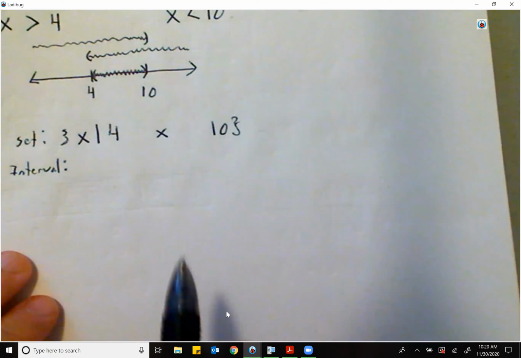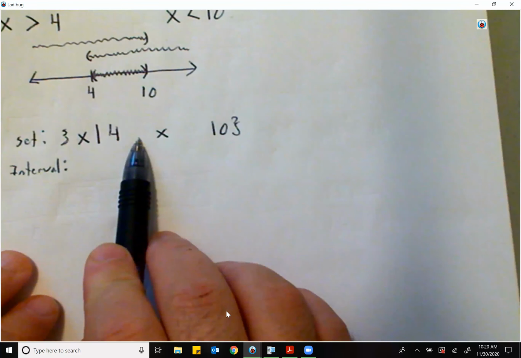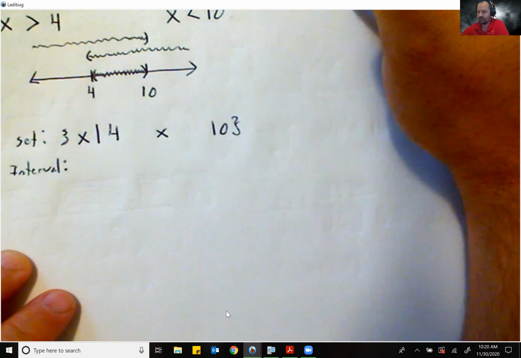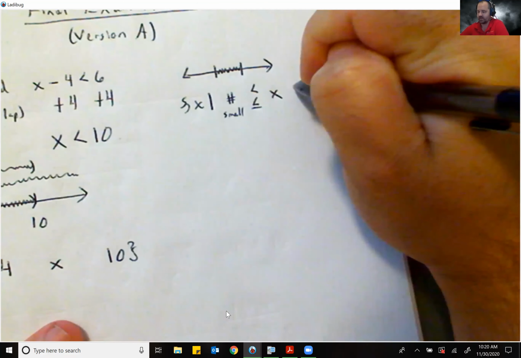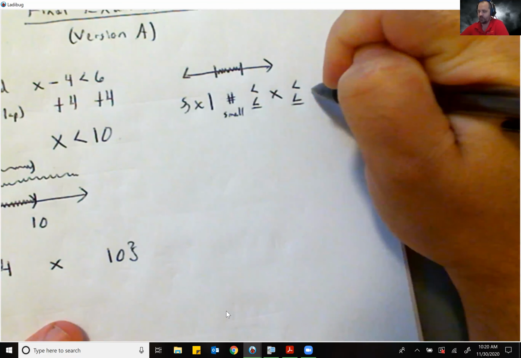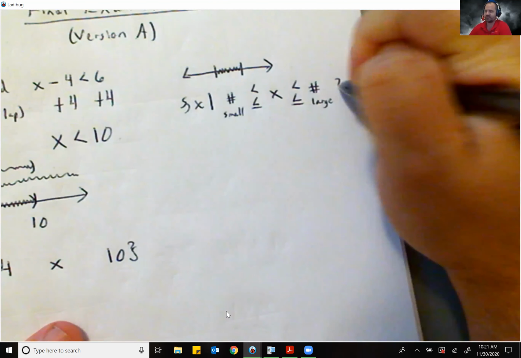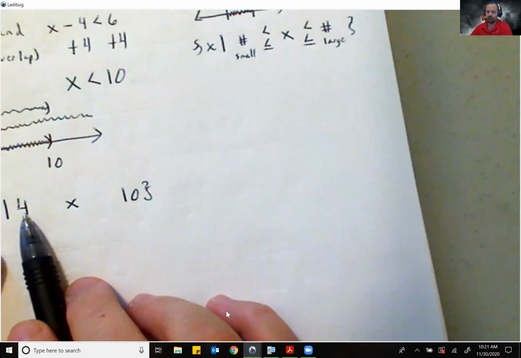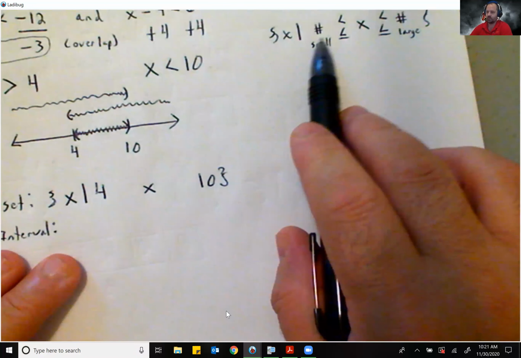Then all you have to do in here is either put a less than or a less than or equal sign. So the set answers generally look like this. It's your small number first, then less than or equal to, X, less than or equal to your other number, which is the large one. That's how the general set answer looks. So you can see that I've got my small number, my large number, and my X is in the middle.